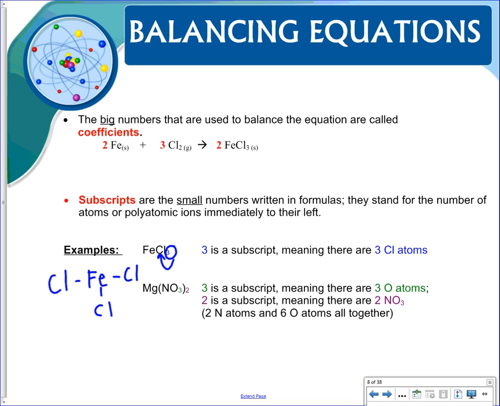With magnesium nitrate, this 3 is a subscript for oxygen. It applies to the oxygen only, but the 2 is going to apply to whatever is in the parentheses. Okay, so it applies to the nitrogen and to the oxygen. So for example, what this would look like is a magnesium with a nitrate on each side. Okay, that little 2 stands for the 2 nitrates we're seeing right there.